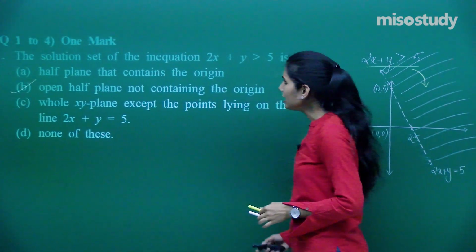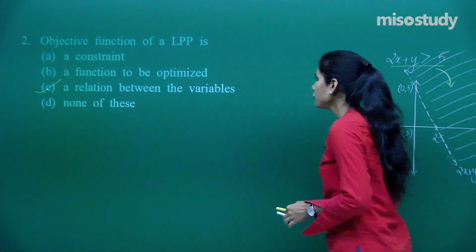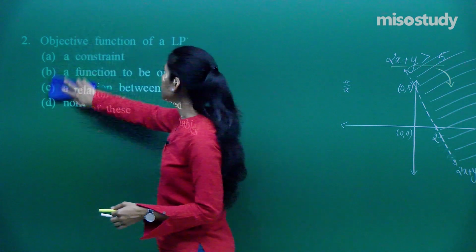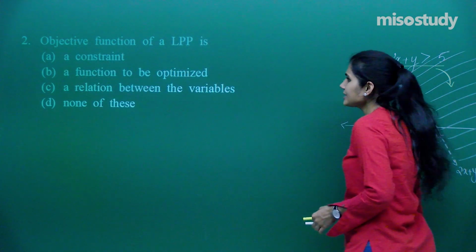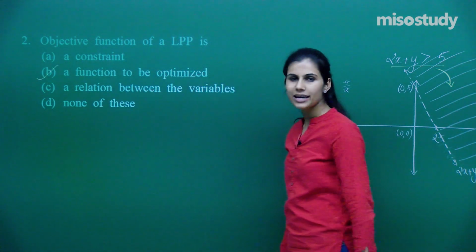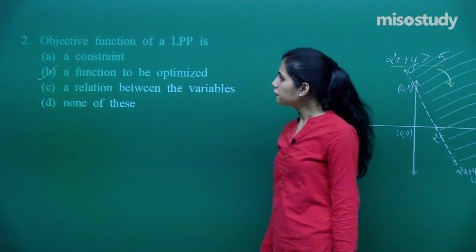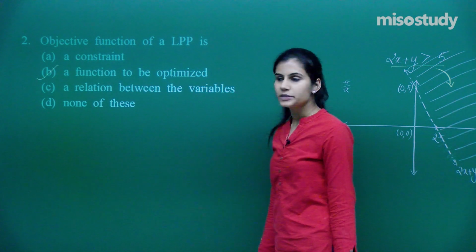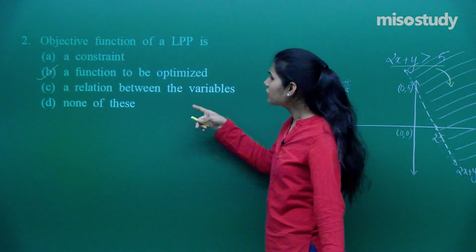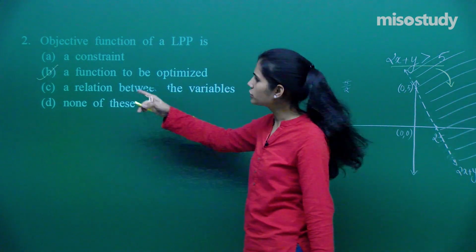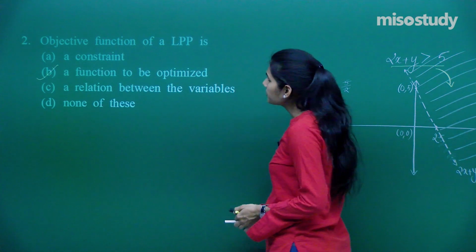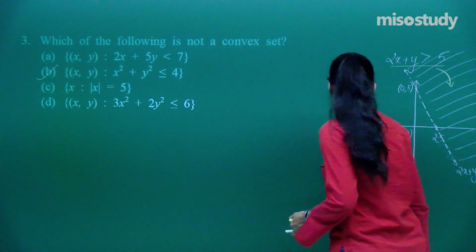Moving to the next question, we have: the objective function of an LPP is what? You all know the objective function of an LPP is not a constraint, it is a function to be optimized, either maximized or minimized. It is a linear function to be optimized. It is, yes, a relation of the variables, but a more apt option is that it is a function to be optimized.